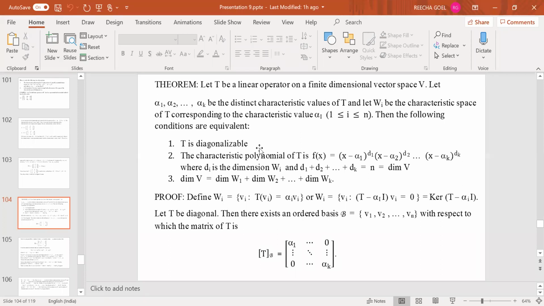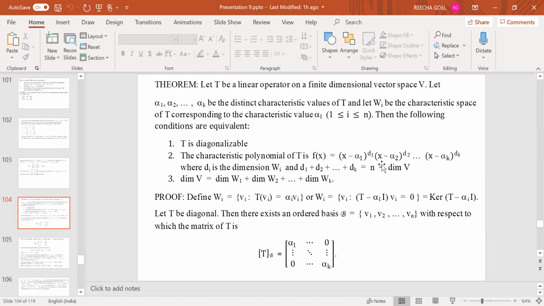T is diagonalizable. The characteristic polynomial of T is precisely, because alpha 1 repeats d1 times, alpha 2 repeats d2 times, f(x) equals x minus alpha 1 to the d1, x minus alpha 2 to the d2, up to x minus alpha k to the dk. Where d1 is the dimension of W1, the space belonging to alpha 1, d2 is the dimension of the space belonging to alpha 2, and dk is the dimension of the space belonging to alpha k.